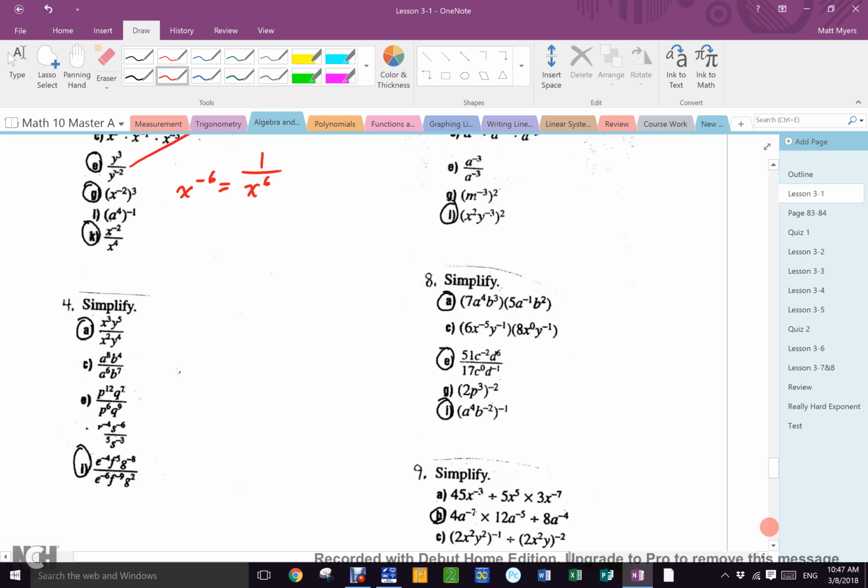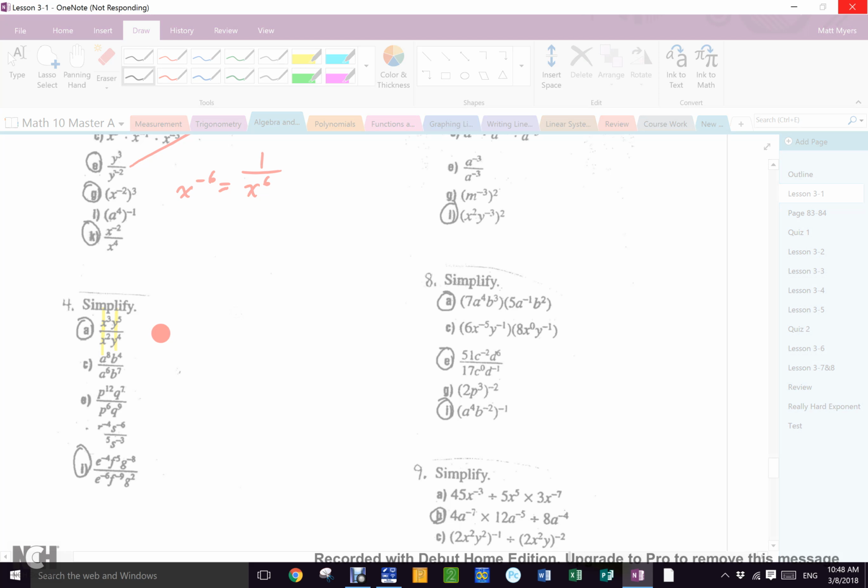4 is where it starts to get a little bit crazy. Up until 4, you've essentially been doing grade 9 math, yes? In number 4, we start wading into grade 10. X's go with X's, Y's go with Y's. Why is that the case? They have the same base. So for the X's, I do 3 minus 2, X to the 3 minus 2, and Y to the 5 minus 4. To get me what for an answer?